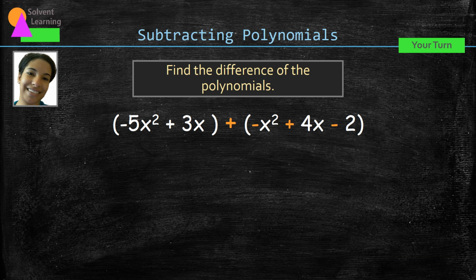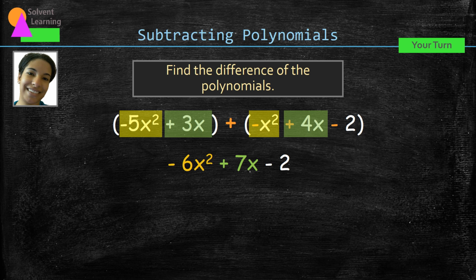This is what we would get after we apply keep, change, change. Okay, we kept the first polynomial the same, changed the subtraction sign to addition, and then changed the sign of each term in the second polynomial. Now we can add the polynomials together by combining their like terms. And as our final answer, we get negative 6x squared plus 7x minus 2.